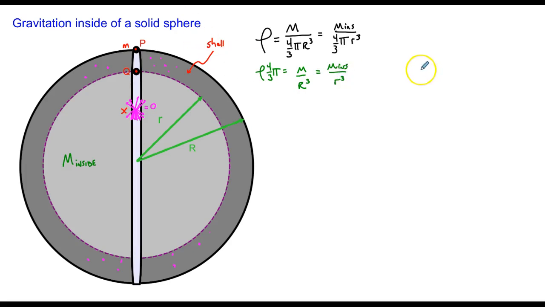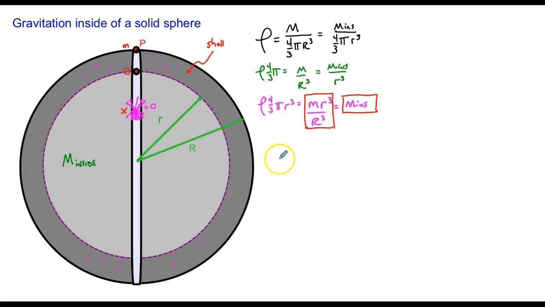Now I'm going to multiply everything by little r cubed, and that becomes density times 4/3 pi little r cubed is equal to mass times little r cubed over big R cubed. That's equal to mass inside. The reason that I did those steps is so that I could arrive at this equivalency now. I have an expression for mass inside. It's equal to both of these things, but we're going to pay attention to this. It's equal to the mass of the entire planet times the cube of the smaller radial distance r, divided by the cube of the radius of the entire planet.